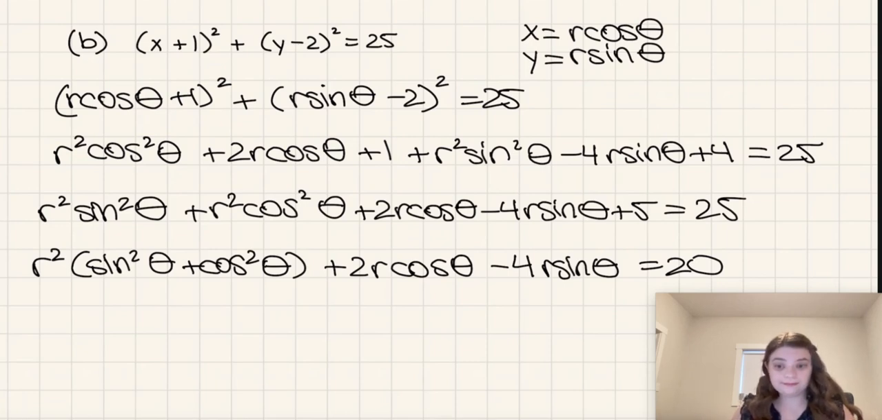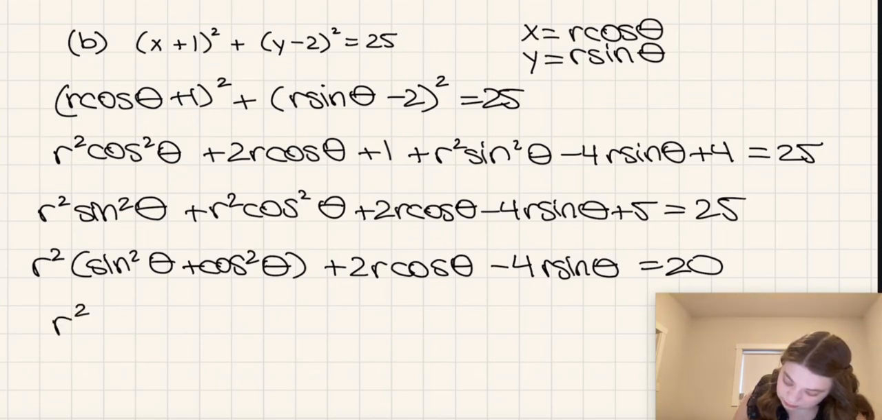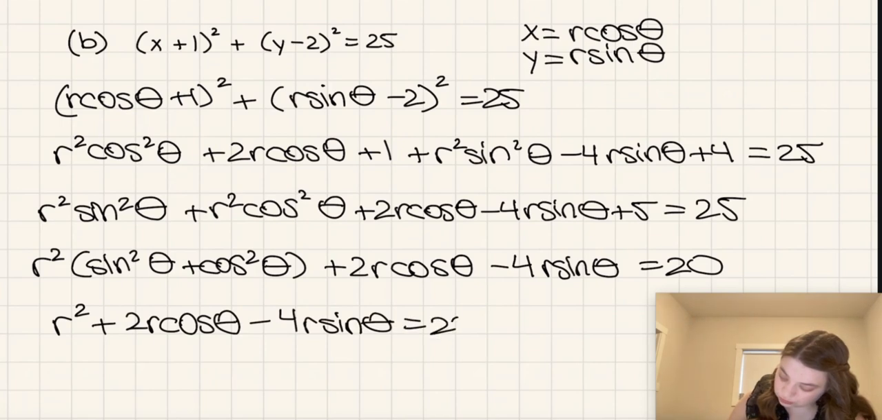And then for our very last step here to changing this into the polar form, what we're going to do is just say, well, sine squared theta plus cos squared theta, that's 1. So we just get r squared times 1, which is just r squared, plus 2r cos theta minus 4r sine theta is equal to 20. And there we go. That's our final answer.